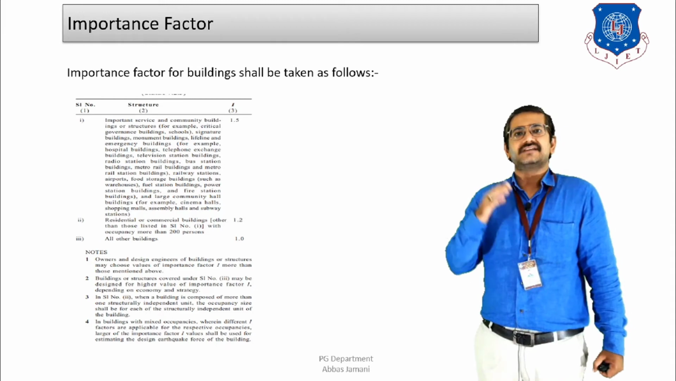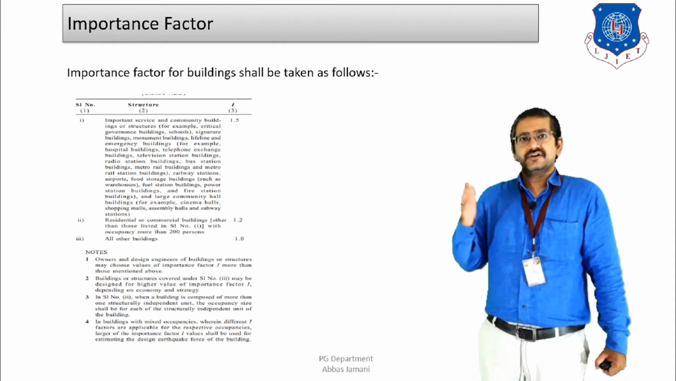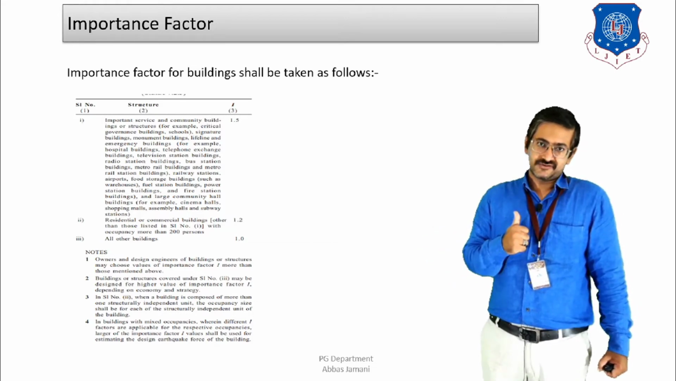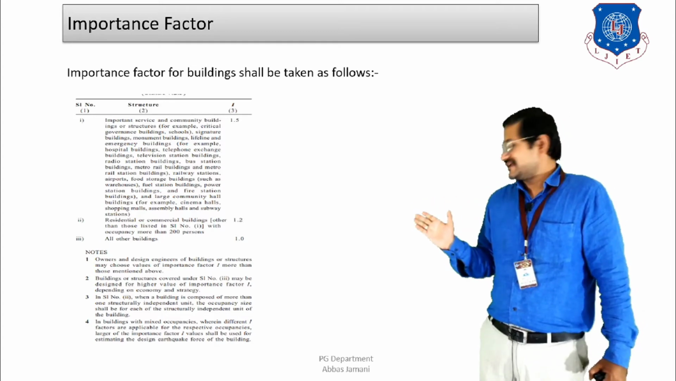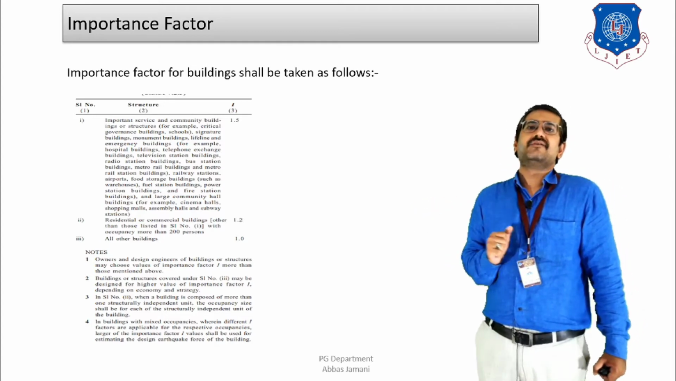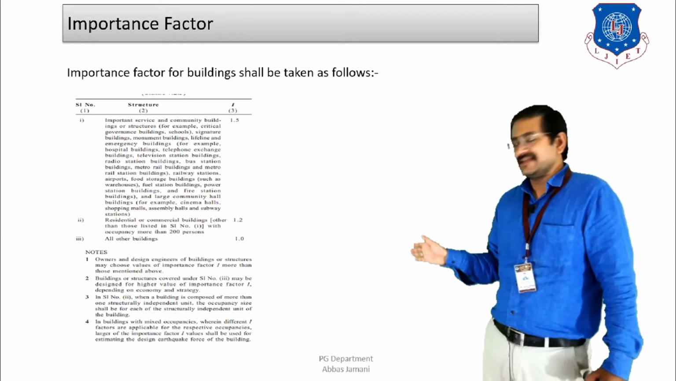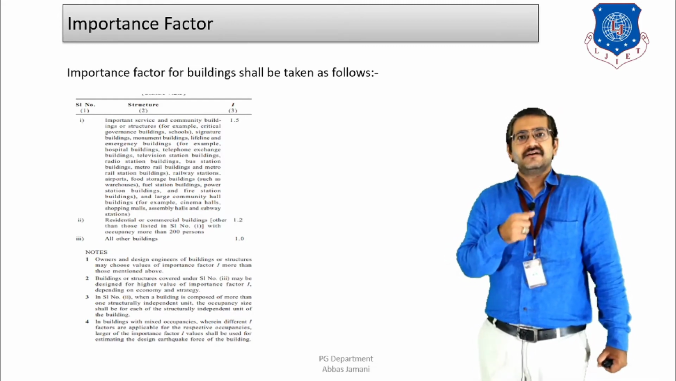The same thing happens in the case of hospitals, school buildings, colleges, any other public institutions, and also the religious institutions. All these structures are listed under the special structures category, right? In all these cases, the code is telling that the minimum value of the importance factor should be considered as 1.5.